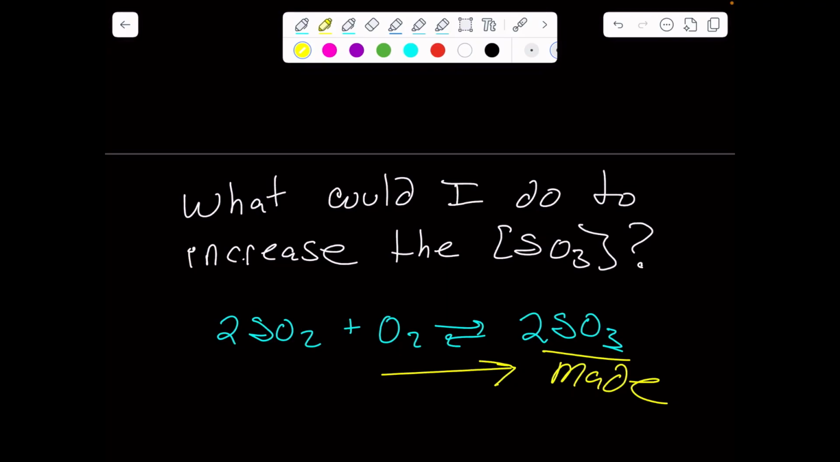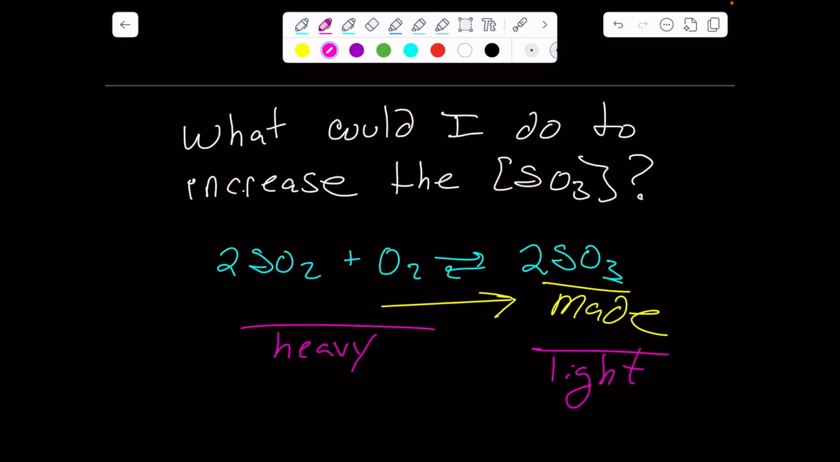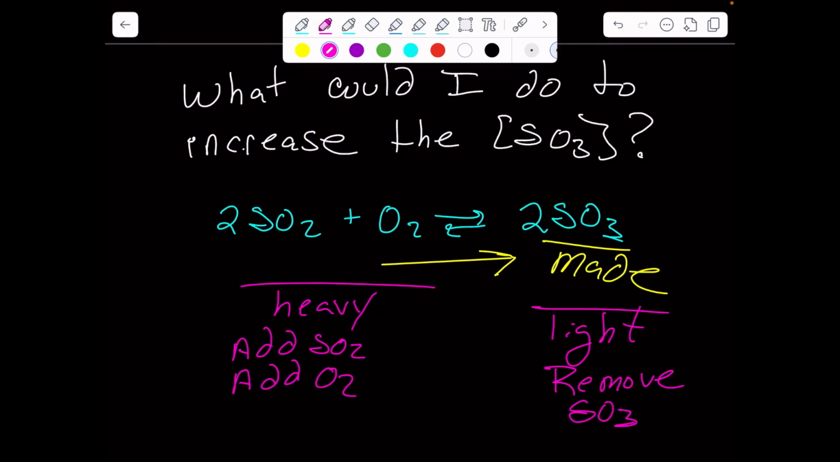So that means I need the reactant side to be heavy and the product side to be light. So how do I do that? How could I make the reactant side heavier? I could add SO2. I could add O2. I could also make the reactant side heavier by removing SO3. Okay, there you go. That's it for today. Think it through. It's not too bad, but it does take thinking.